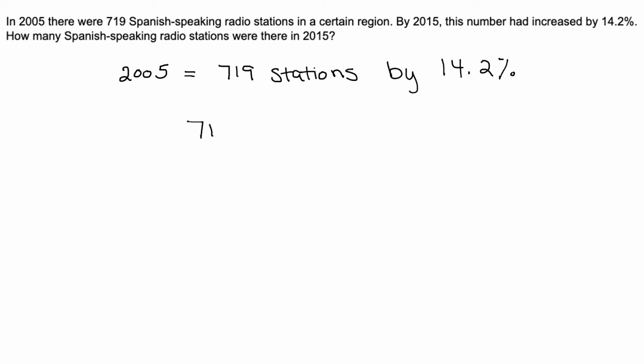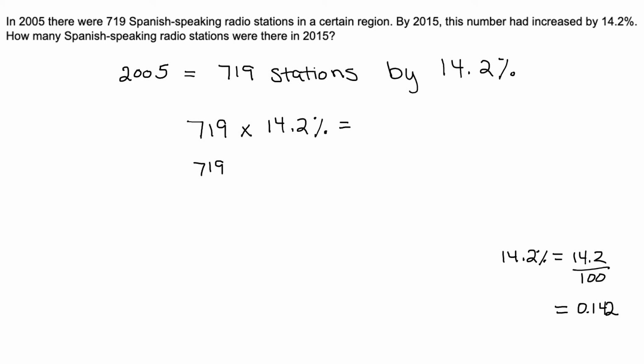If we multiply 719 by 14.2%, this will give us the number of stations that it increased by. So first we're going to find that number. Remember, we have a percentage in our formula, so we have to convert that to a decimal. So 14.2%, to change that to a decimal, we need to divide 14.2 by 100. That's the same thing as moving the decimal 2 places to the left. That will give me a decimal of 0.142. So I'll rewrite this problem as 719 times 0.142.